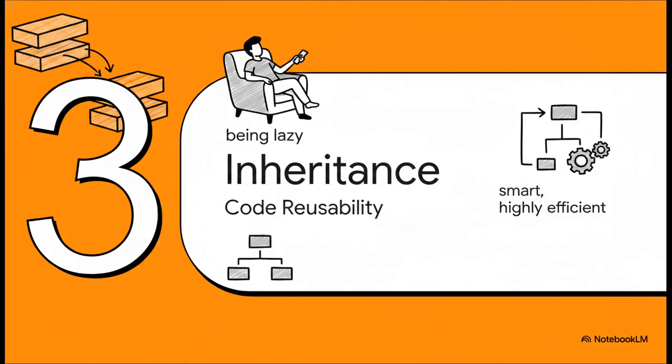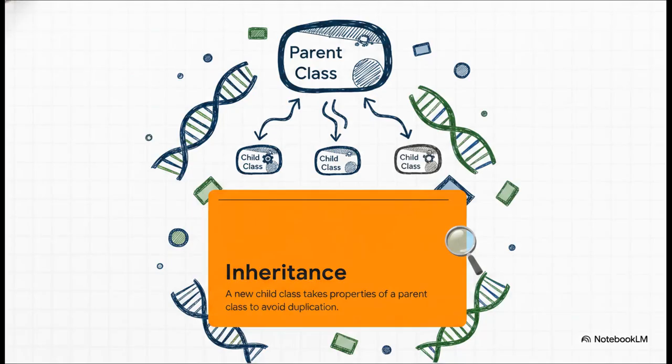All right, let's hit Section 3, question type 3, inheritance. I actually like to think of inheritance as the art of being lazy, but in a highly efficient, smart way. Inheritance is a mechanism where a new child class automatically takes on the properties and behaviors of an existing parent class. It's exactly like passing down genetic traits, but in your code. You write the functions once in a parent class, and the child classes just inherit them for free.